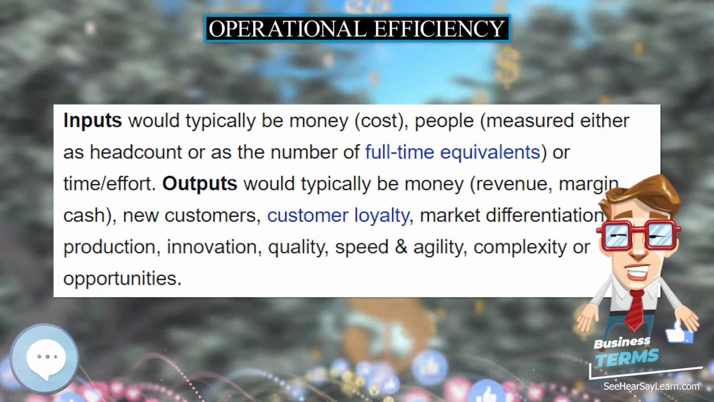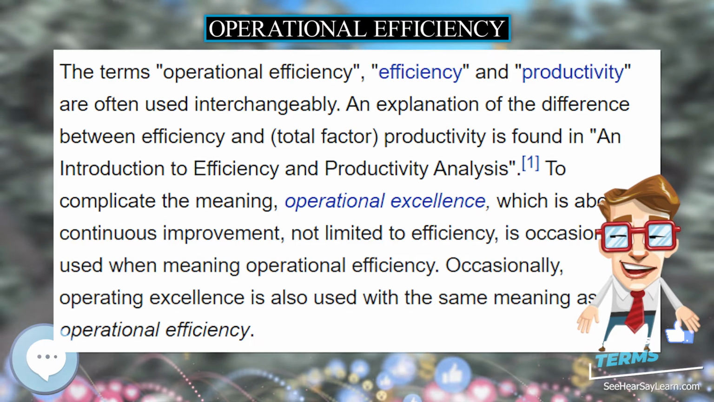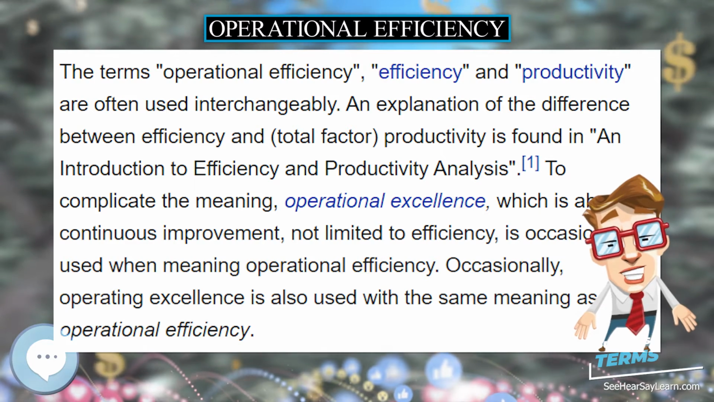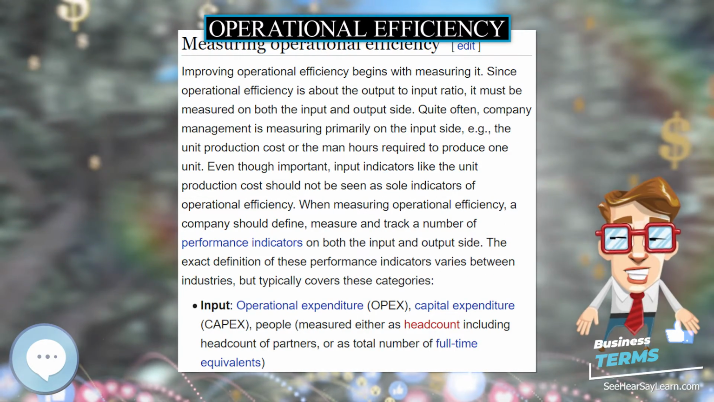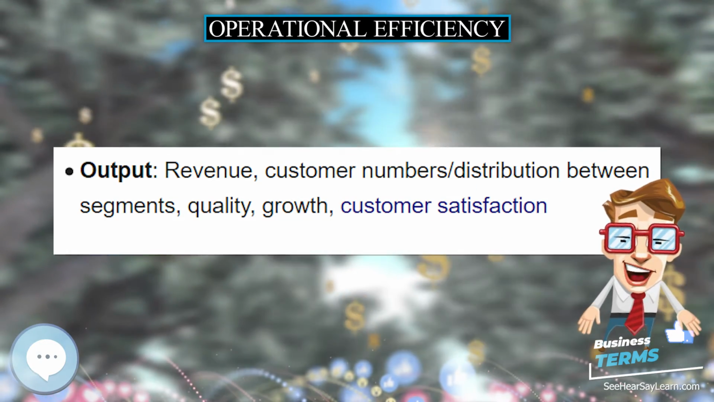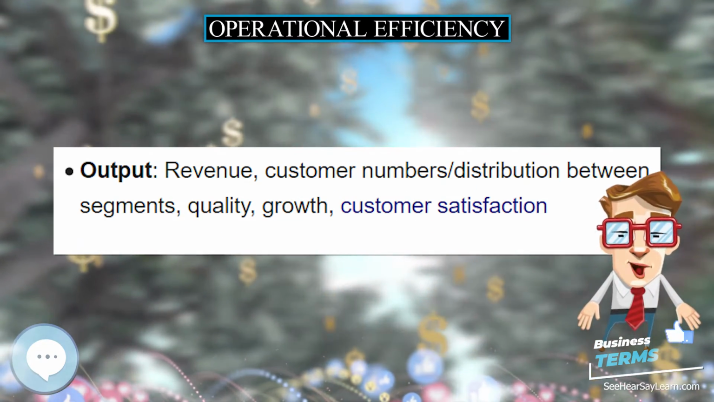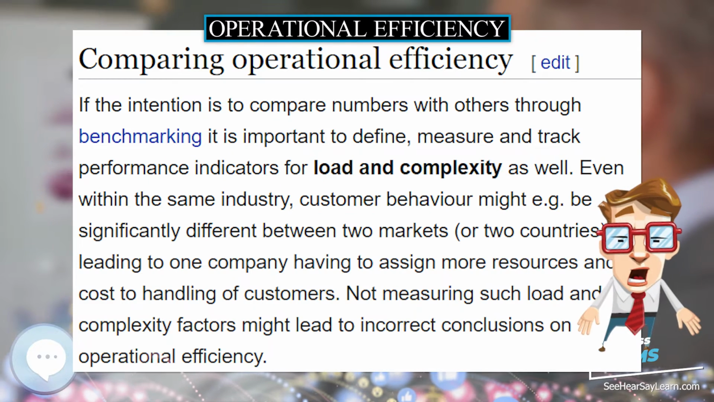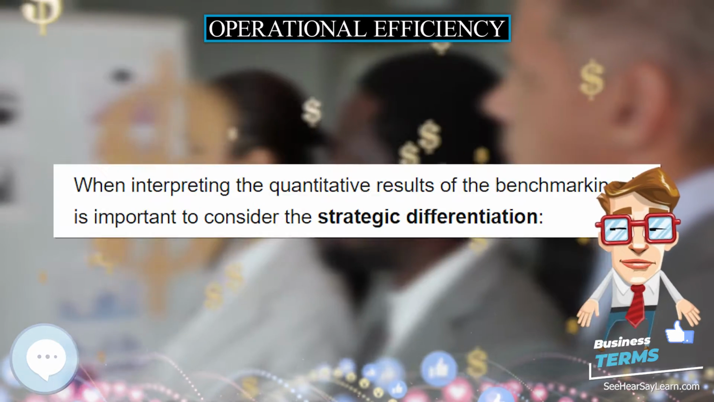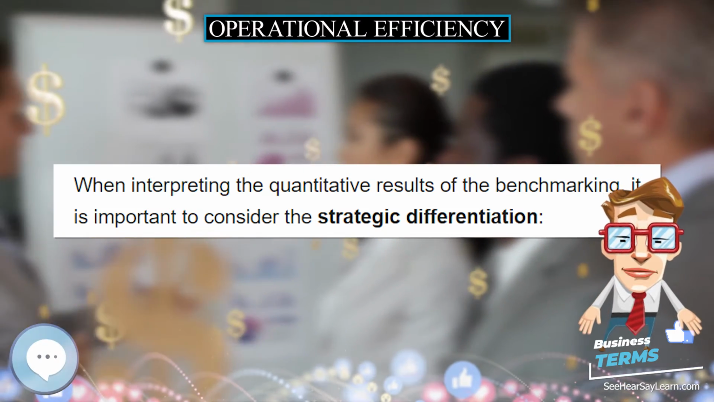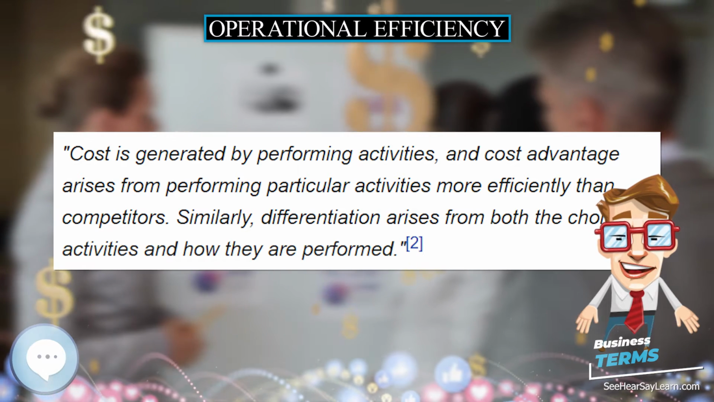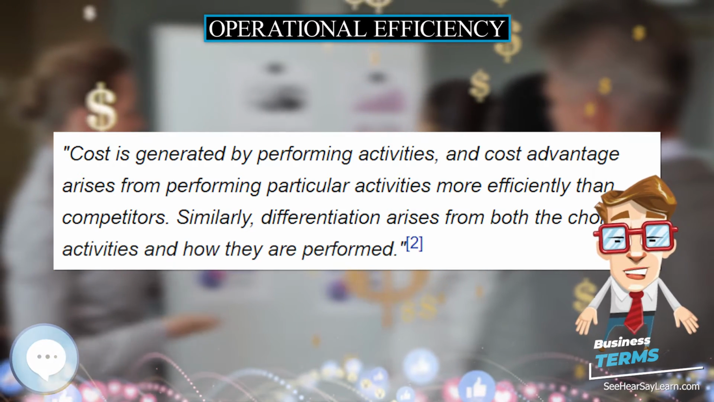Measuring operational efficiency. Improving operational efficiency begins with measuring it. Since operational efficiency is about the output-to-input ratio, it must be measured on both the input and output side. Quite often, company management is measuring primarily on the input side, for example, the unit production cost or the man-hours required to produce one unit. Even though important, input indicators like the unit production cost should not be seen as sole indicators of operational efficiency.